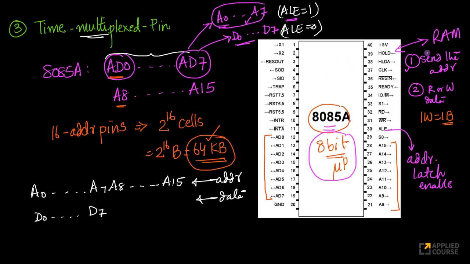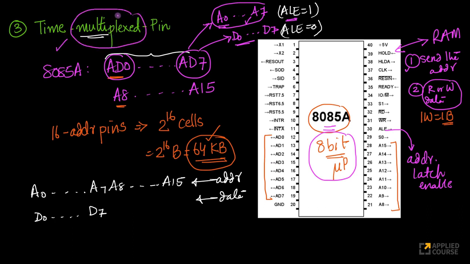Now, after I've sent the address, if I want to write or read data, then I'll make my ALE 0. Then whatever is here is now being interpreted as data. Okay, this is what is called a time multiplexed pin.